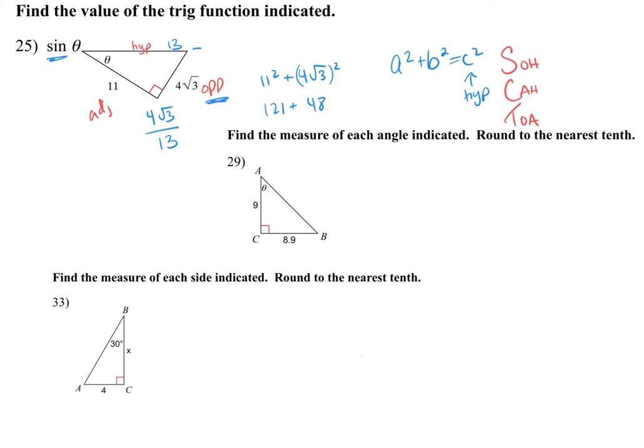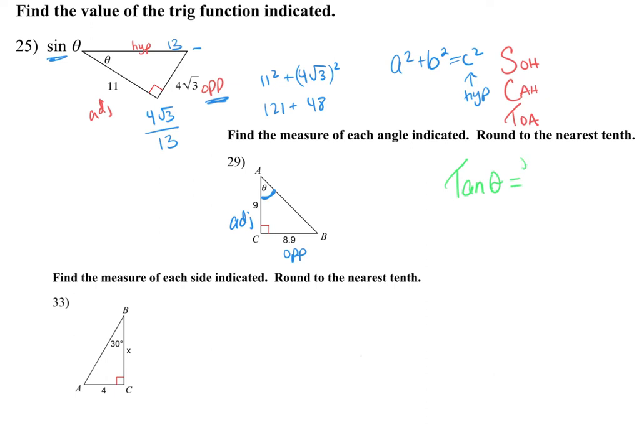Find the measure of each angle. You are still going to use SOHCAHTOA, but you are going to use your inverse trig functions here. So they want me to find this. I don't need to use Pythagorean theorem here. They've given me two sides. Figure out which trig function you need based on those two sides. For this one, I have opposite and I have adjacent. So which of these three trig functions am I going to use? I'm going to use tangent.